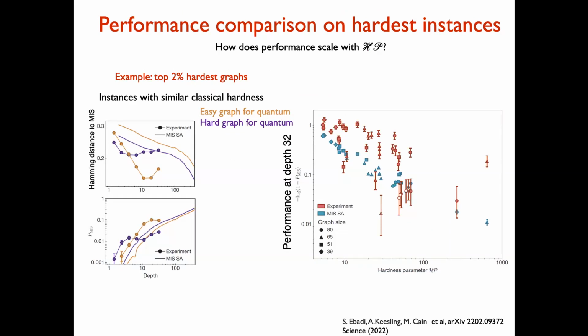Here is the performance at a fixed depth as a function of this hardness parameter, and what we see is that the red points are quantum and the blue are classical. The quantum machine outperforms classical for many instances, but not for all. In fact, for some of them quantum is worse than classical. So what's going on? What determines quantum hardness?